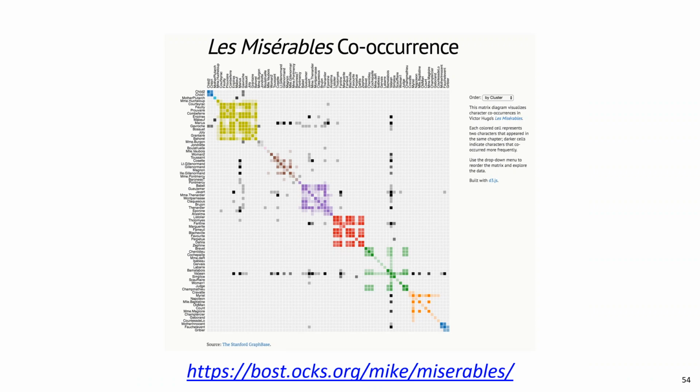So here is co-occurrence of characters in Les Miserables. Notice we have these clusters where for each of the acts as they go through the play, everyone's interconnected with each other, but not everyone in the entire play or book, depending on how you view it, is connected to everybody else. You get these pockets of people that are interconnected within the matrix.